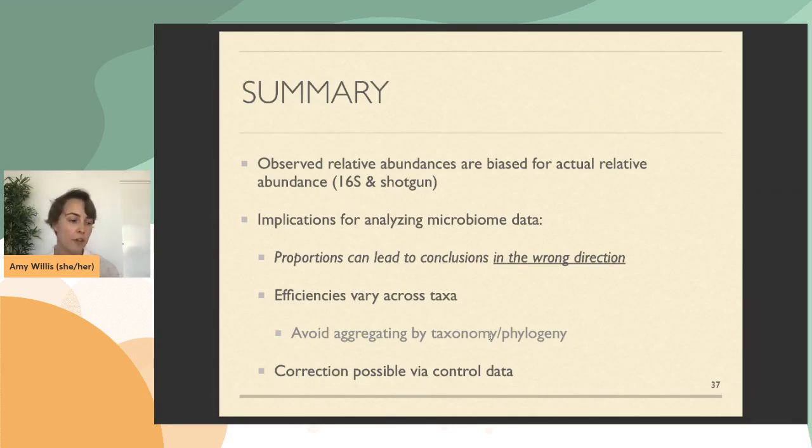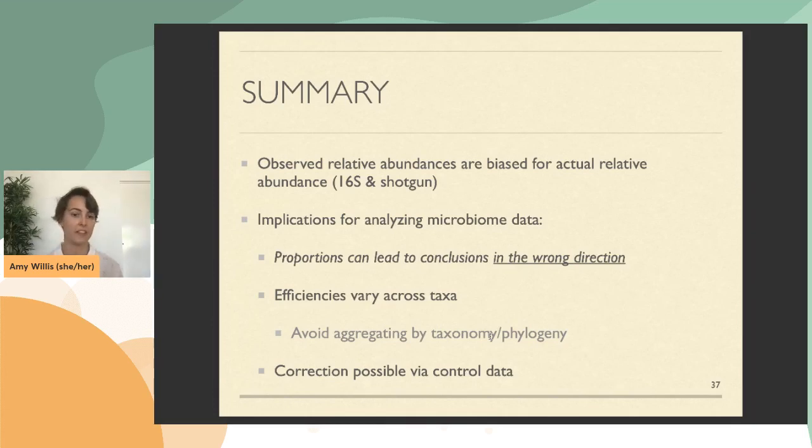There's a couple of implications that this has for the analysis of microbiome data. So for example, I talked through a toy example where studying proportions can lead us to conclusions in the wrong direction. So it seems like we have an increase in relative abundance. In fact, we have a decrease.